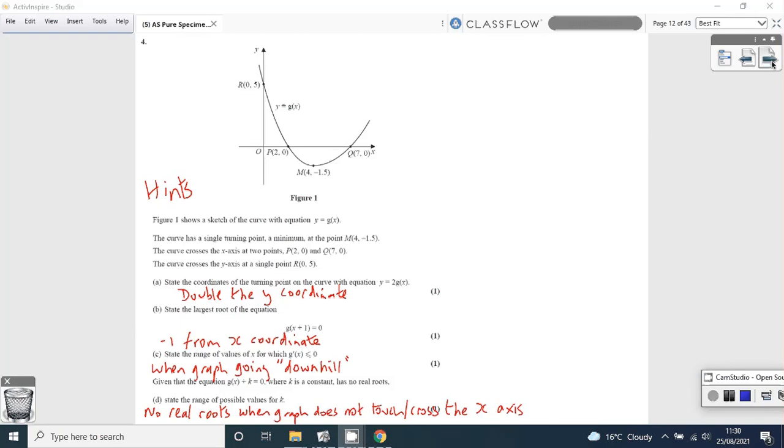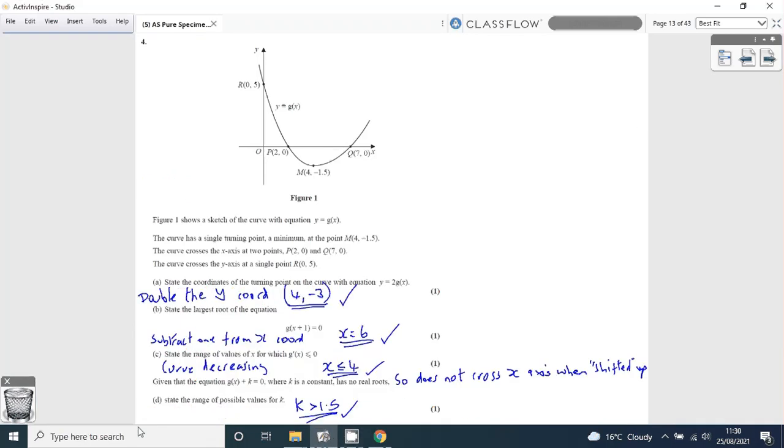So the solutions for question 4. So the 2 is outside the function, so we're going to be doubling the y coordinate of the minimum point. So the original minimum point was (4, minus 1.5). Double the y coordinate, get (4, minus 3) for part A.